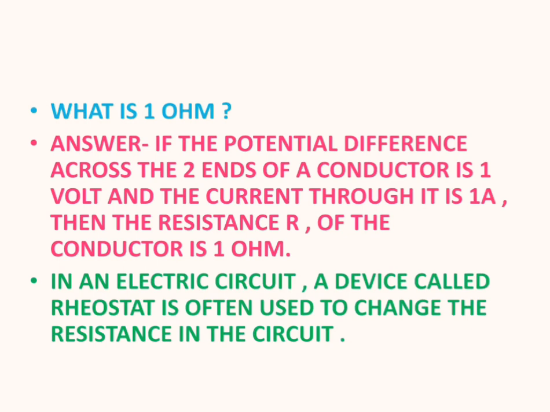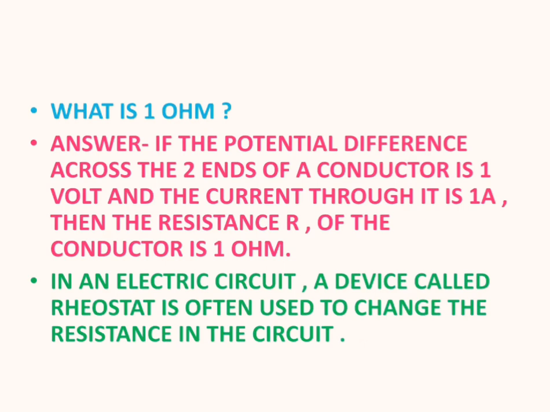Moving ahead, in an electric circuit, a device called a rheostat is often used to change the resistance in the circuit. For example, your fan. I think you are all familiar with the regulator of your fan, with which you increase or decrease the speed of your fan. So we know that a rheostat is a variable resistance, meaning resistance which can be changed.